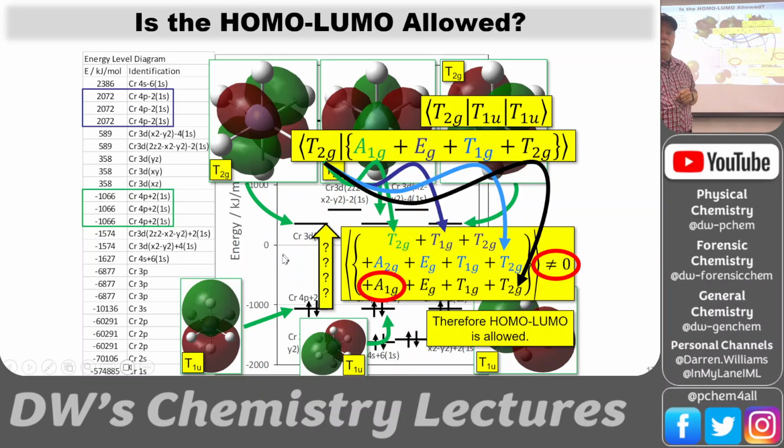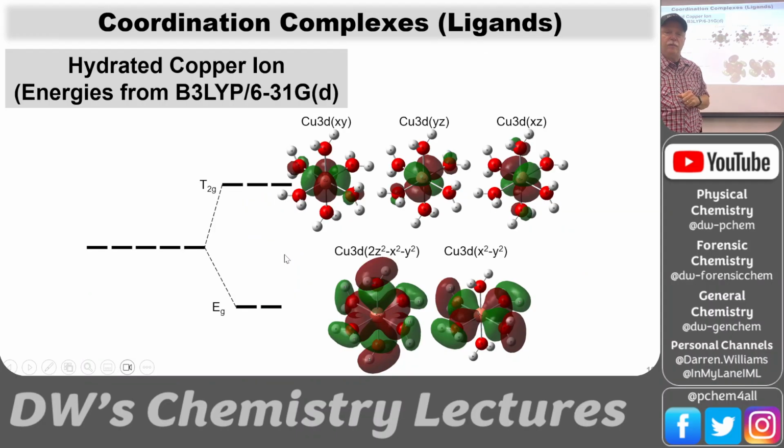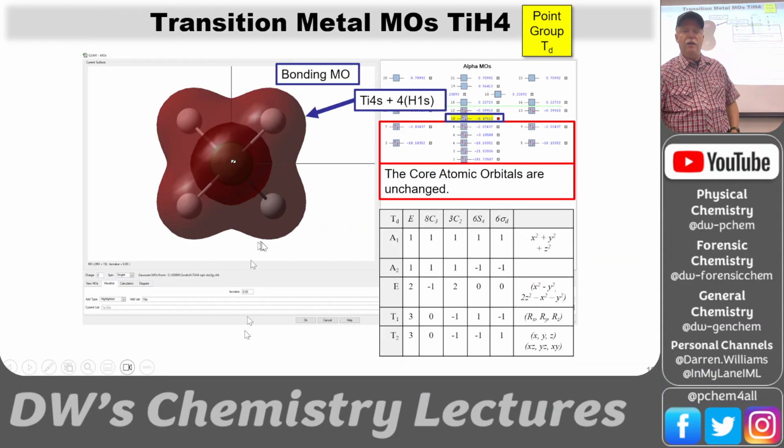So the HOMO-to-LUMO is allowed in this STO-3G estimate of chromium hexahydride. Okay. So these coordination complexes, here's hydrated copper ions, so you can do this with water and so on. So you can see these different transitions, whether they're allowed or not. I show you some of the orbitals in a tetrahedral complex. Look at some of these weird ones.